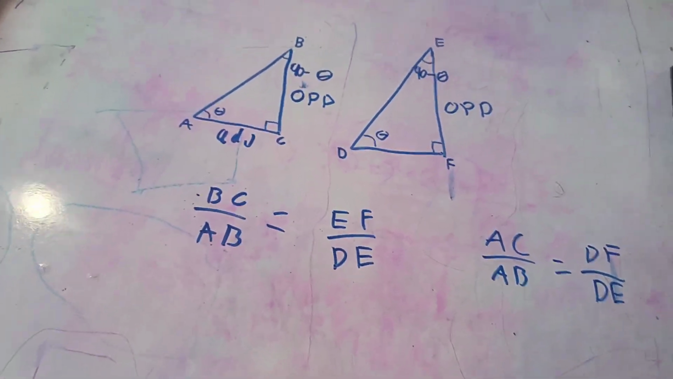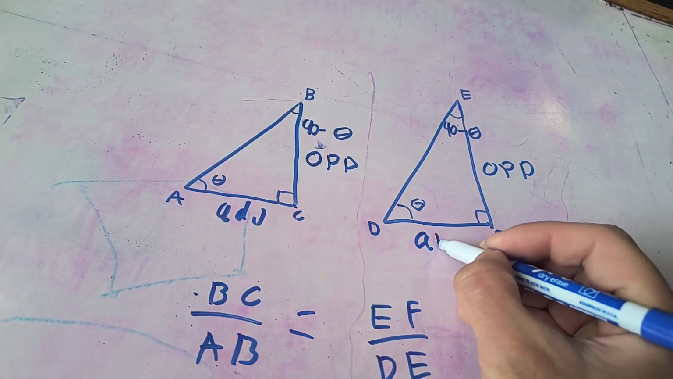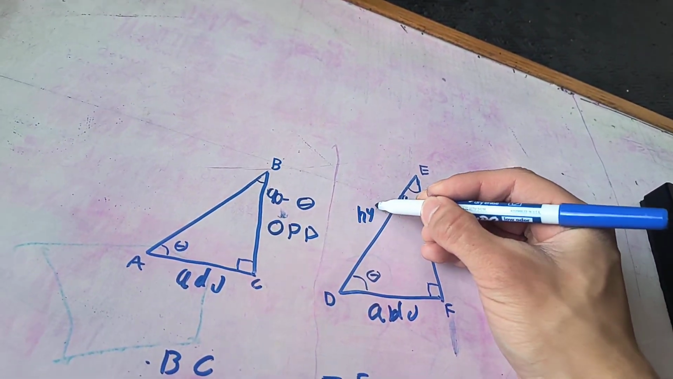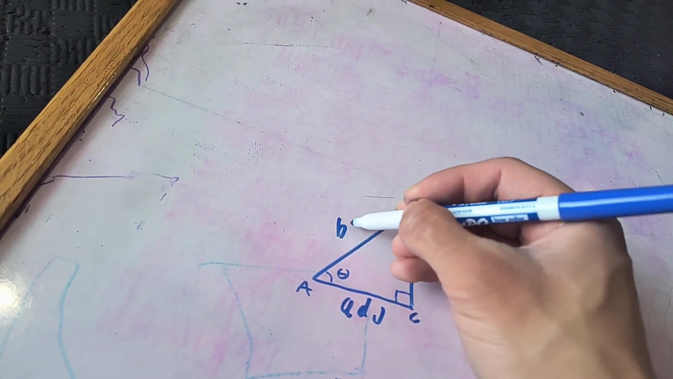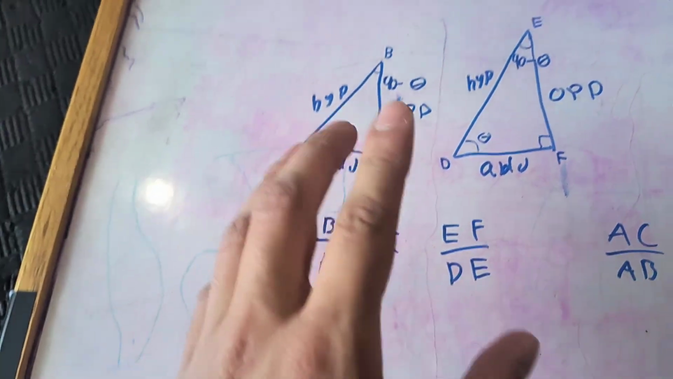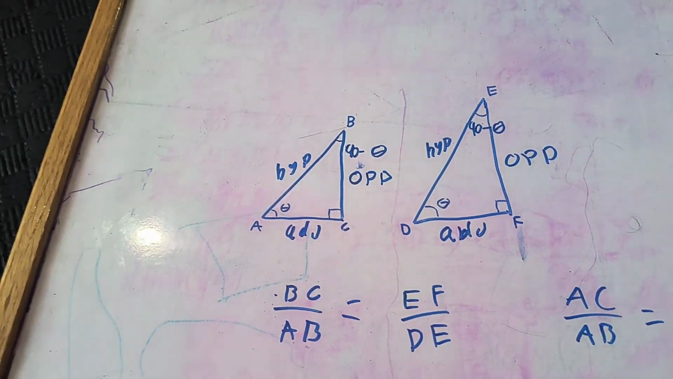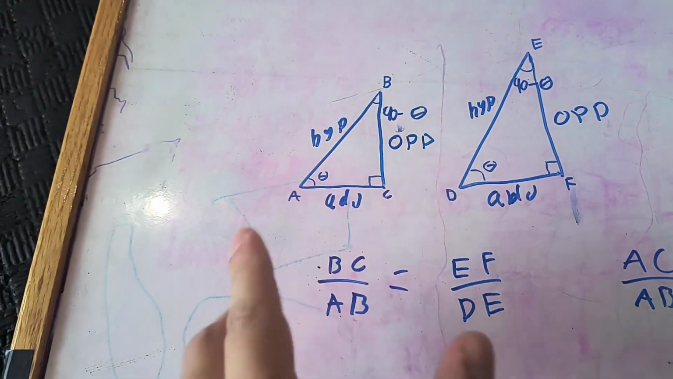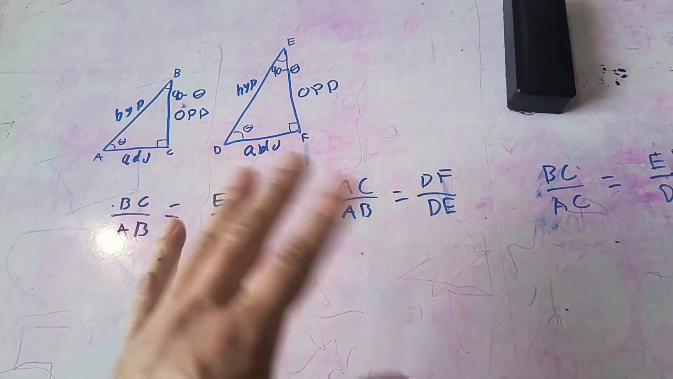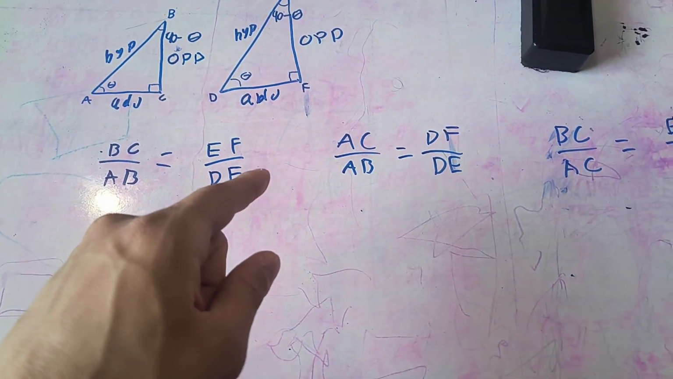So what I'm saying is, let me just write the names for these sides: opposite, adjacent, and hypotenuse. Whenever you have two similar triangles, triangles with all three angles in common, and you take the ratios between their sides, the ratios will come out exactly the same, because they have the same angles in common.